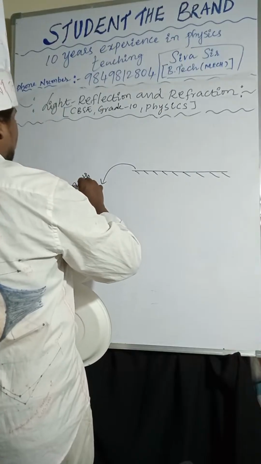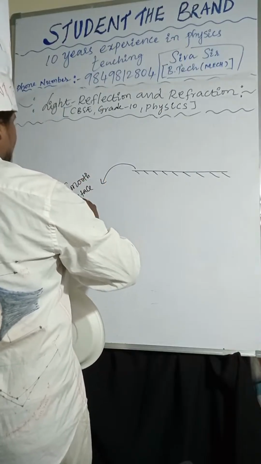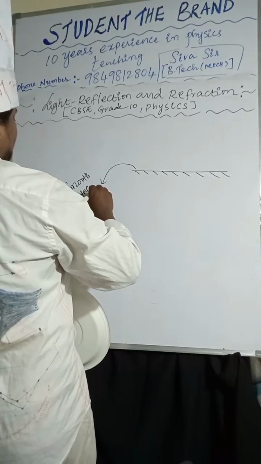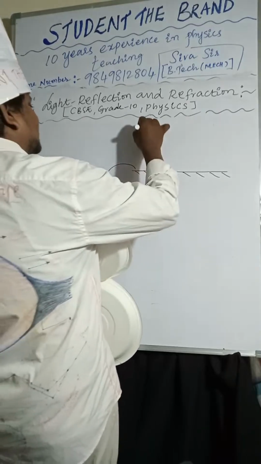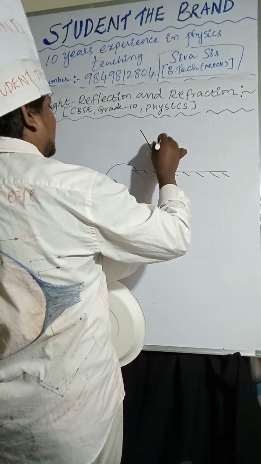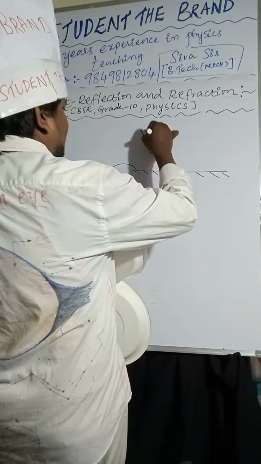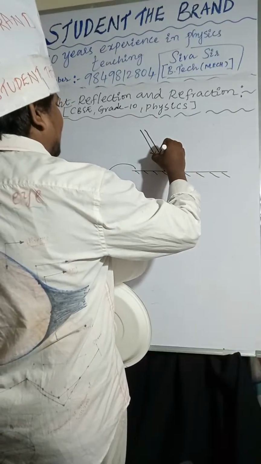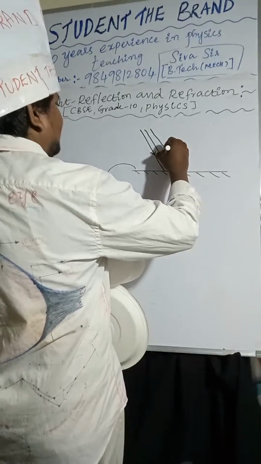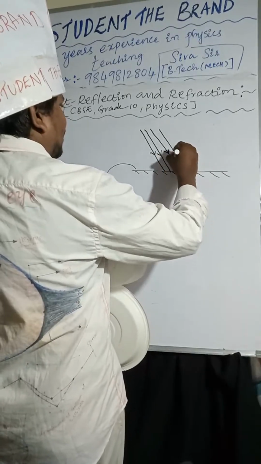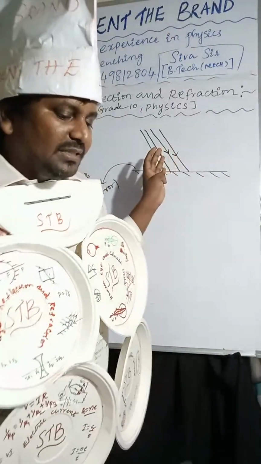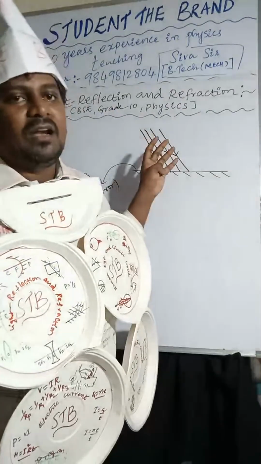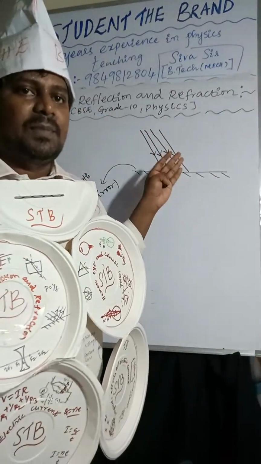A smooth surface is a plane mirror. When light rays are incident on it, these incident light rays are parallel to each other. Whatever light rays are incident on it, all of them are parallel to each other.